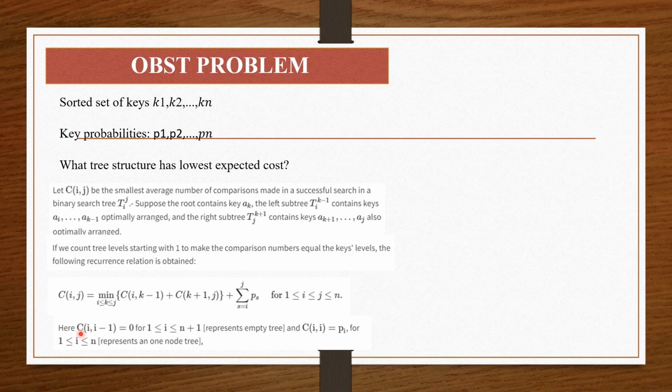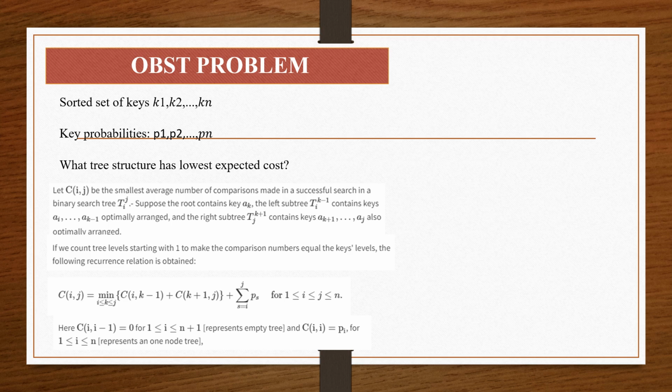And there is one more feature. Cost C(i,i-1) should be made 0, i varying from 1 to n plus 1. All the costs from i to i minus 1 should be made 0. And also the cost C(i,i) should be made equal to the probability assigned to that key, for i ranging from 1 to n. So this will happen when there is only one node in the tree. We will get a clear idea when we move on to solving an example.